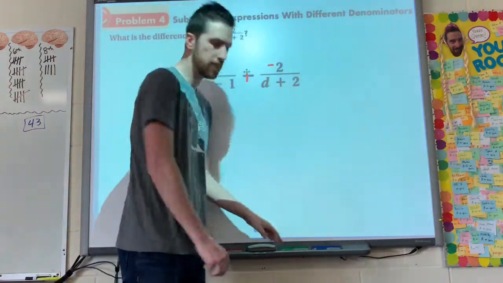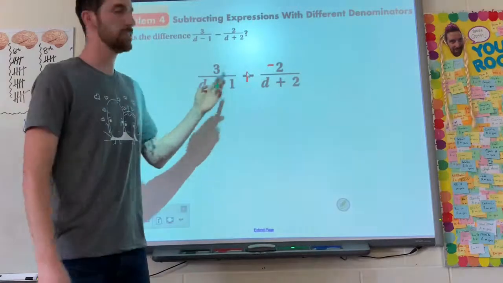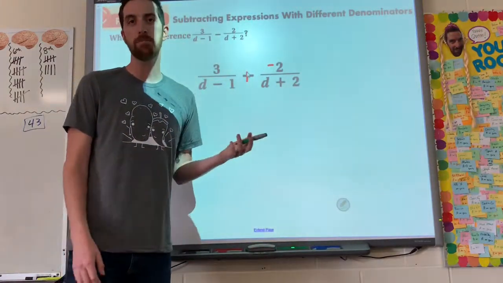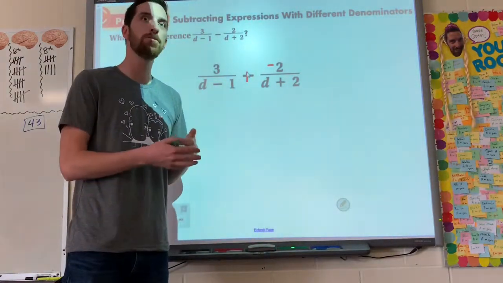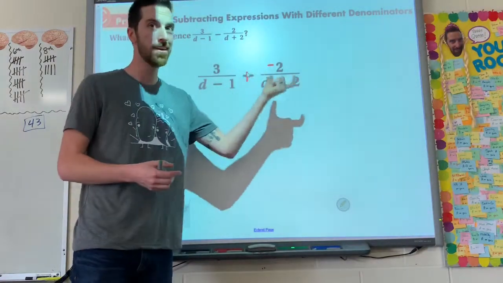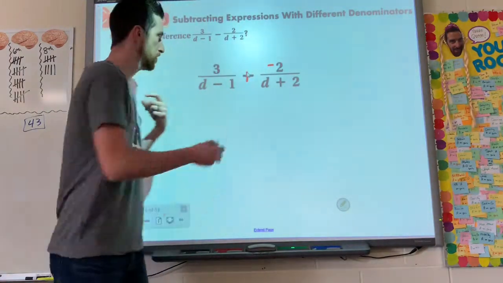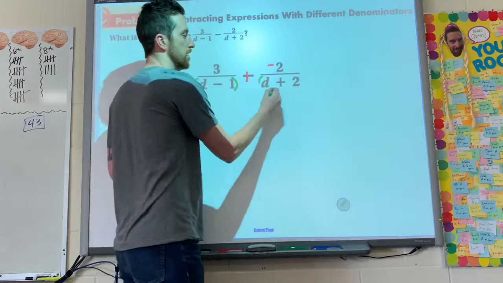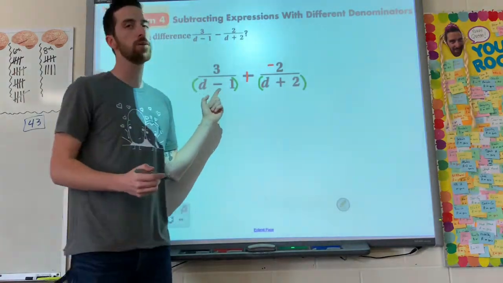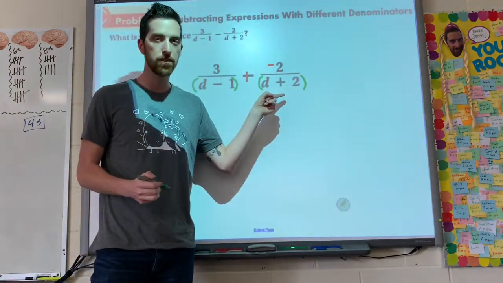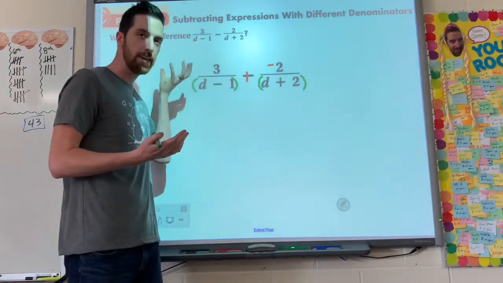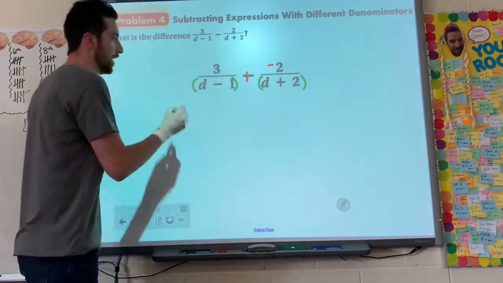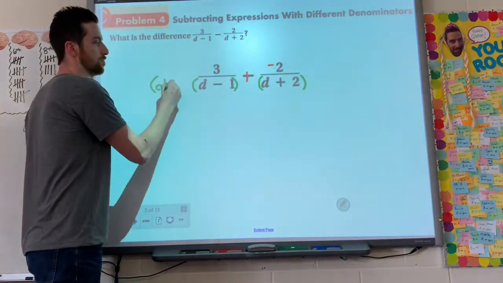So, look at these denominators. This one's got d minus 1, this one's got d plus 2. So we can make them both have the d minus 1 and the d plus 2. Check it. This one's got d minus 1, but it's missing d plus 2. So all we have to do is multiply the numerator and denominator by what we're missing, d plus 2.